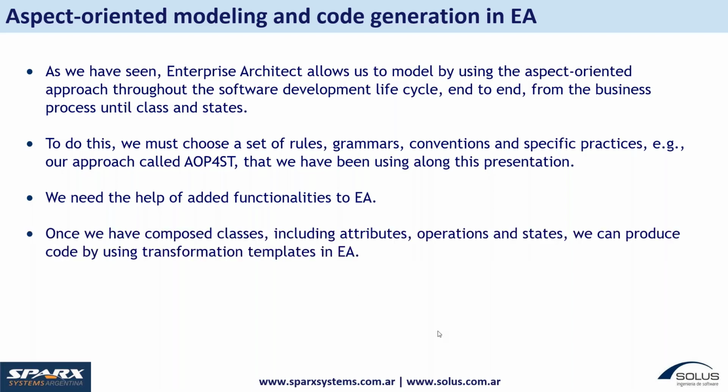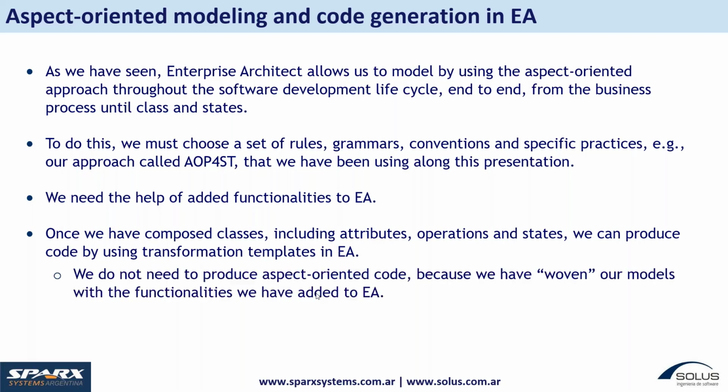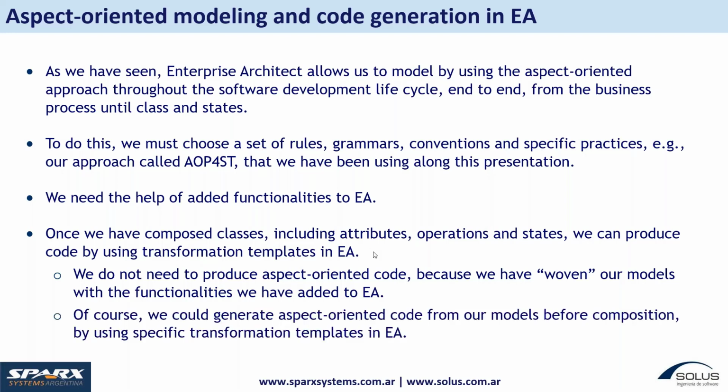Regarding the code generation, we have two alternatives. First, we could compose all the classes before generating code, and then we can use the regular transformation templates in Enterprise Architect to generate code in the selected language. Or maybe we could generate aspect-oriented code before composition, but we should create a specific transformation template for aspect-oriented code.